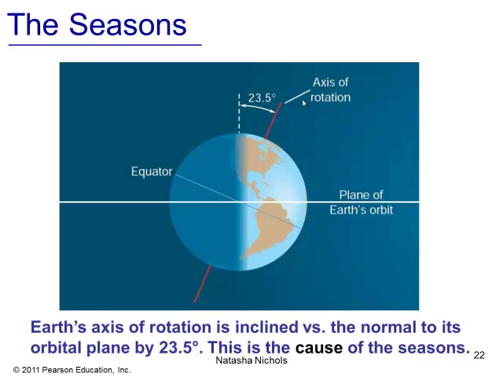So what is truly causing the seasons is the Earth's axis of rotation, which is tilted by 23.5 degrees to the true perpendicular to the plane of the Earth's orbit. This is the true cause of the seasons.